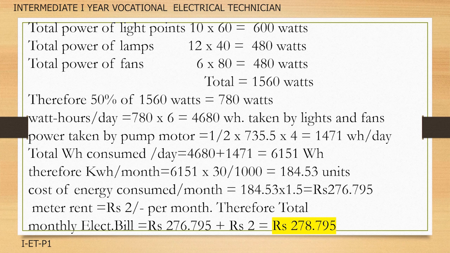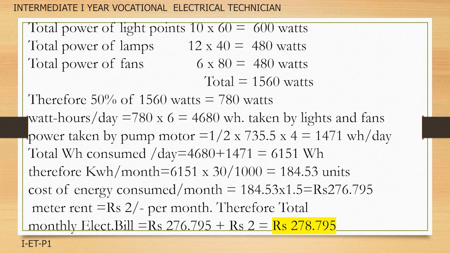Watt hours per day is equal to 780 into 6, which equals 4680 watt hours taken by lights and fans. Power taken by the pump motor is equal to 1/2 into 735.5 into 4, which is 1471 watt hours per day.